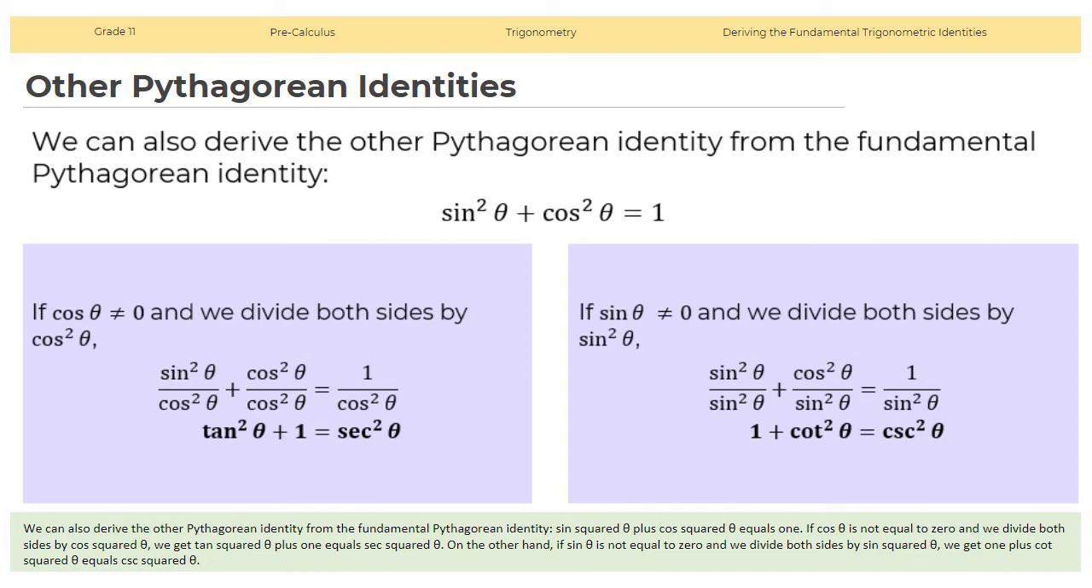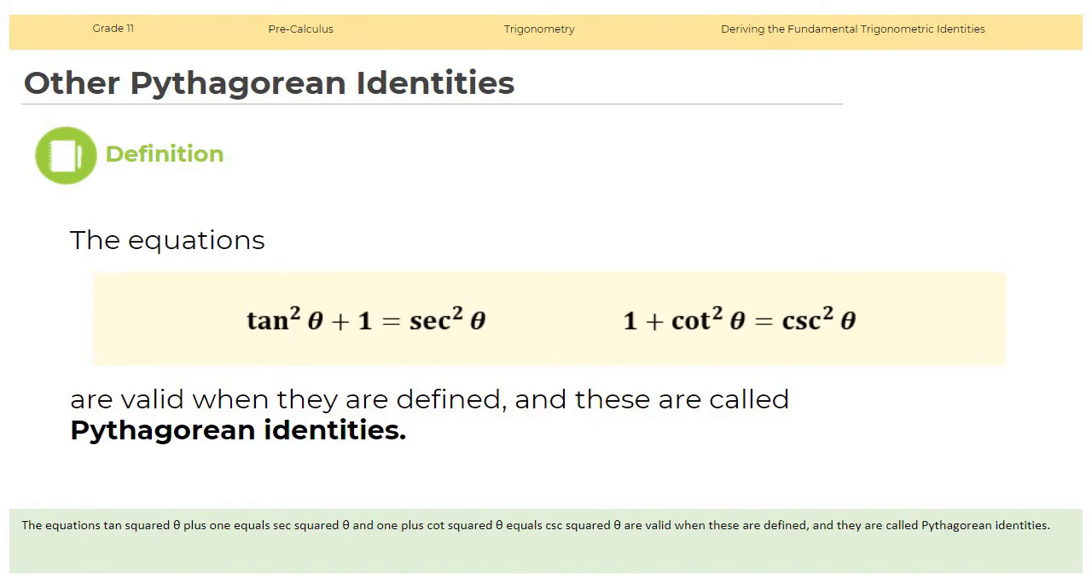If cosine theta is not equal to 0 and we divide both sides by cosine squared theta, we get tangent squared theta plus 1 equals secant squared theta. On the other hand, if sine theta is not equal to 0 and we divide both sides by sine squared theta, we get 1 plus cotangent squared theta equals cosecant squared theta. The equations tangent squared theta plus 1 equals secant squared theta and 1 plus cotangent squared theta equals cosecant squared theta are valid when these are defined, and they are called Pythagorean identities.